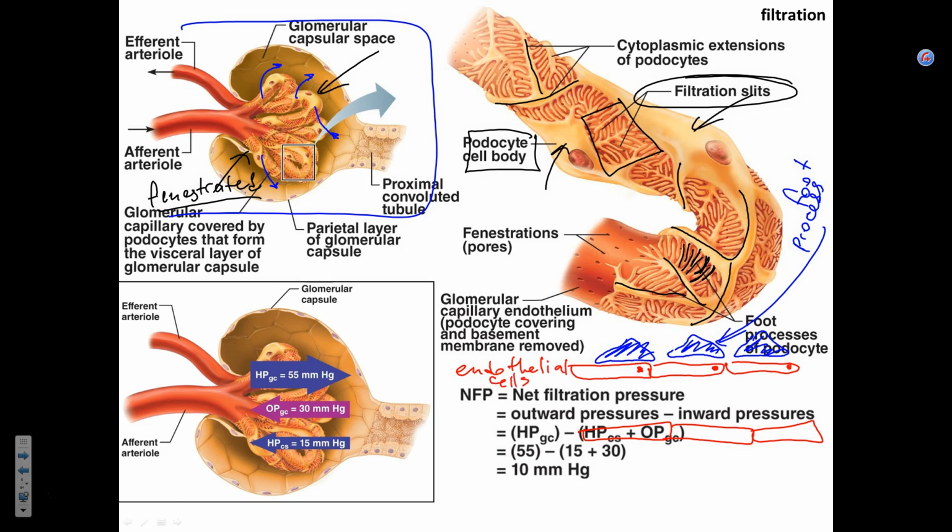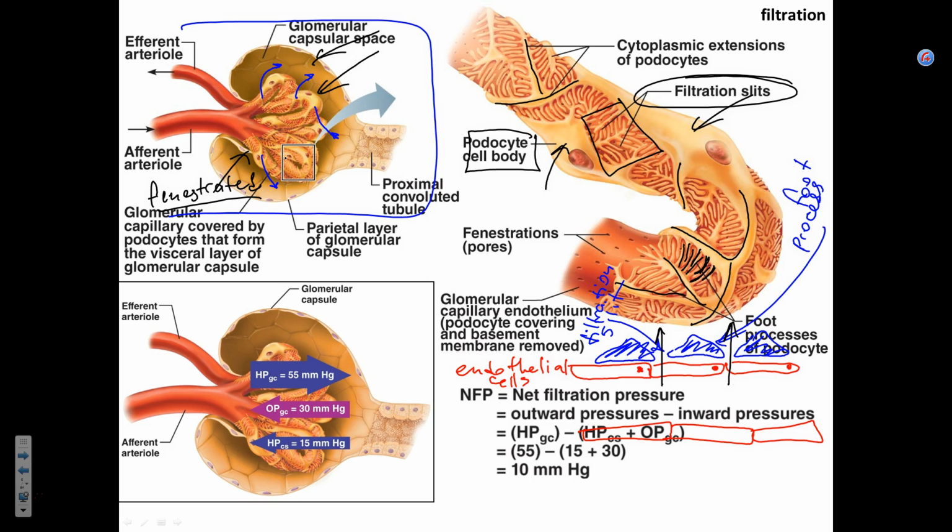Okay, I'm going to show you filtration slits now. This is a filtration slit. Does that make sense? It's the space between the two foot processes. Is that understood? So when some kind of chemical gets pushed out, it must go through the filtration slits. If it can, it will end up in the glomerular capsule. If it can't, it won't. Is that clear?